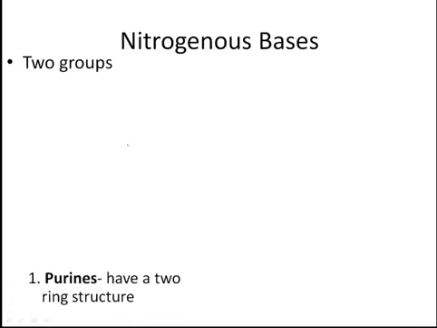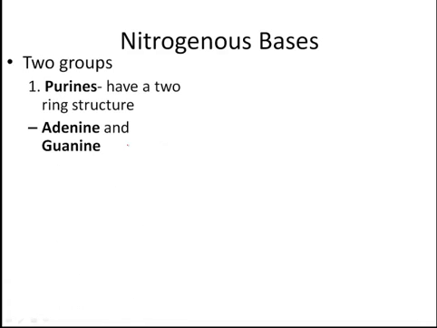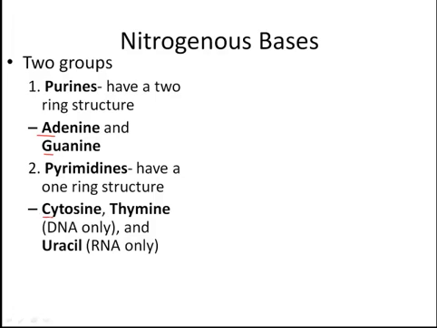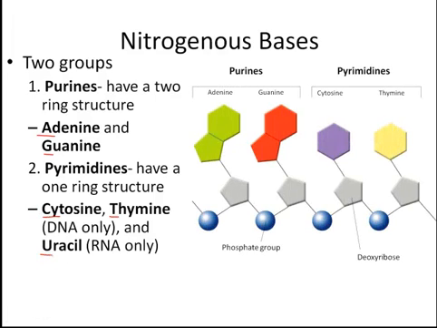The nitrogenous bases come in 2 groups. You have your purines, which are adenine and guanine, A and G. And then you have your pyrimidines, which are cytosine, thymine, which is only found in DNA, and uracil, which is only found in RNA. When you put a DNA molecule together, the phosphate group is attached to the sugar, and the sugar is attached to one of the different bases.